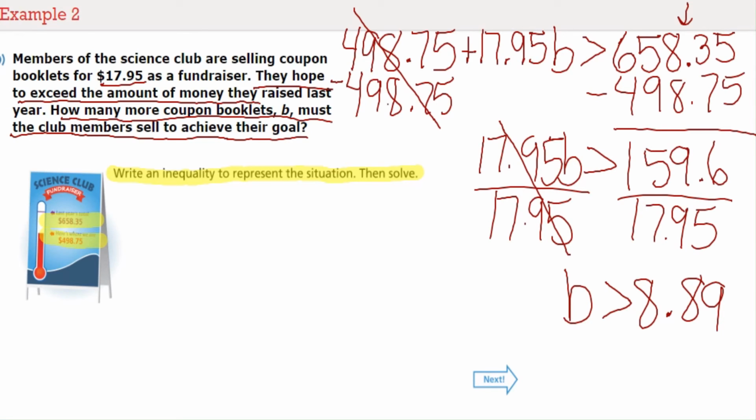This is a real world situation. So can someone really purchase a fraction of a booklet? And don't think about, oh, well, they can rip out one page. No, we're selling whole booklets as a fundraiser. So we actually need to round this number. So if we put it in a sentence, it should say we need to sell more than 8 booklets. Or you can say we need to sell at least 9 booklets.